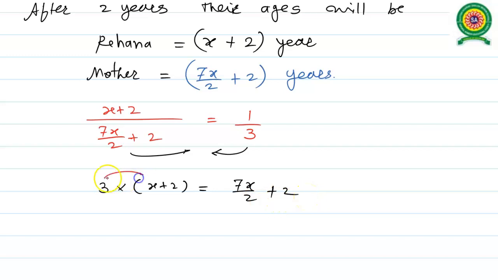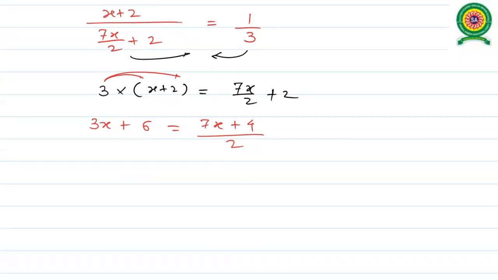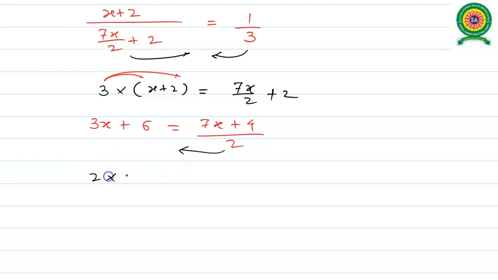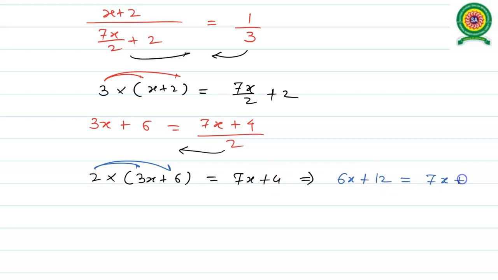Now let us distribute 3 over the bracket, so that we get 3x plus 6 is equal to, doing the cross multiplication over RHS, we have 7x plus 2 twos are 4, divided by 2. Now let us shift that 2 from RHS to LHS, so that we get 2 into 3x plus 6 equal to 7x plus 4. Now distribute 2 over the bracket, so that we have 3 twos are 6x, plus 6 twos are 12, equal to 7x plus 4.